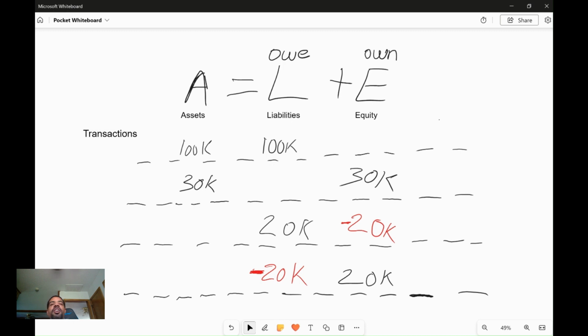Does this change our total assets? No, it doesn't. Because since we increased our liabilities by 20,000, if that was all we did in that transaction, then we would have an increase of total assets by 20,000, which would make it 150,000, up from 130. But since we lost $20,000 at the same time, we decreased that 150,000 back down to 130,000.